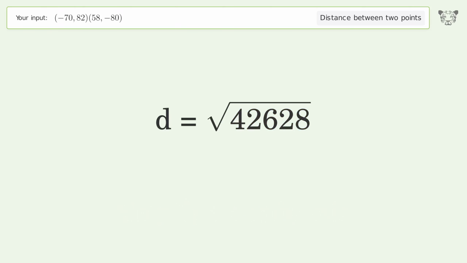And so the distance between the 2 points is the square root of 42,628, or 206.465.